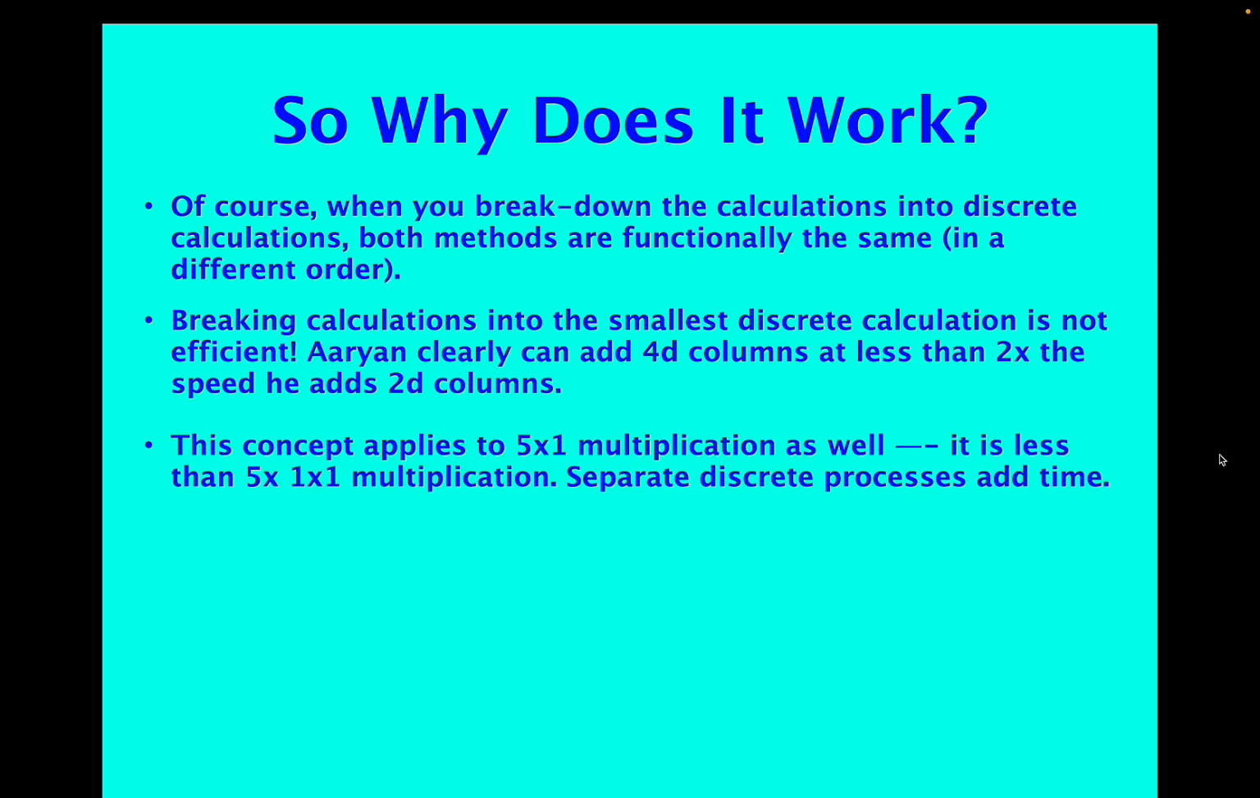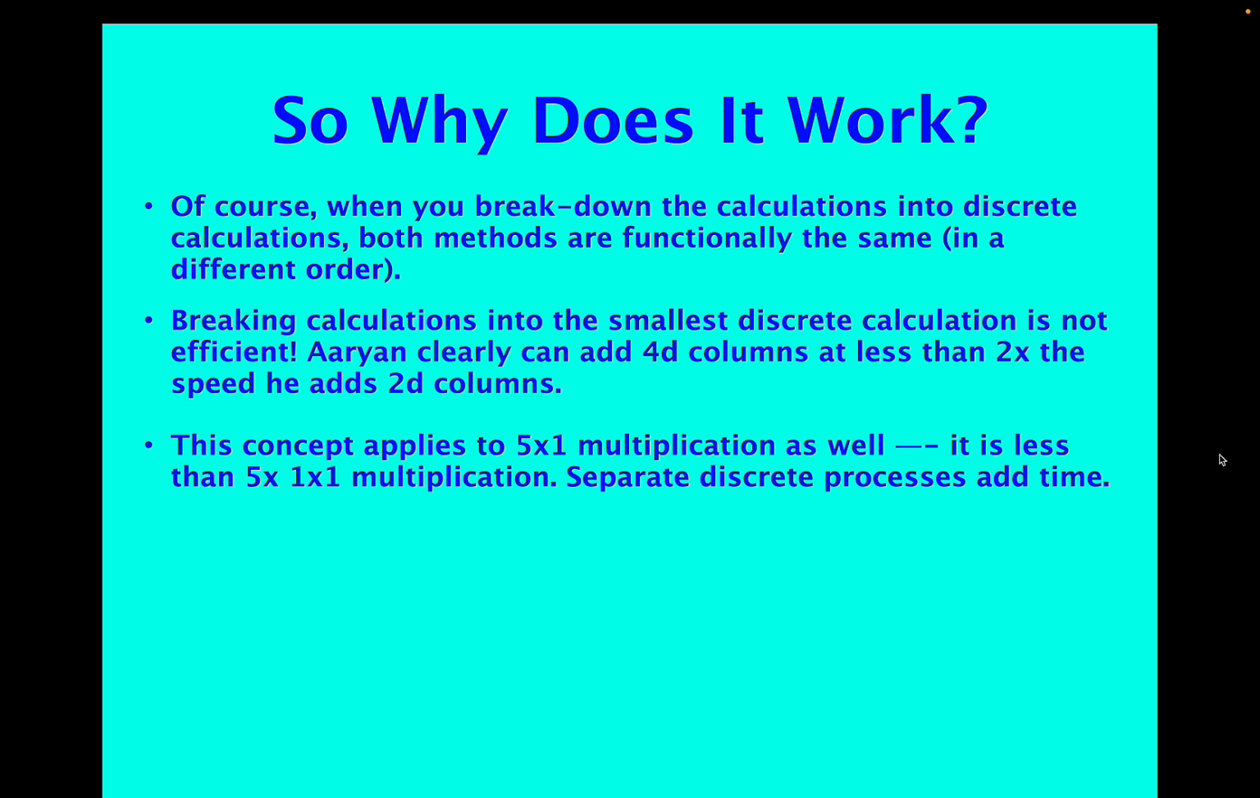I tested this with multiplications as well, and it clearly appears to me that it also applies to the multiplication process. Despite never having practiced 5x1 multiplication in any sort of form before, when I sat down and tested, I was immediately less than 5 times the time at a 5x1 compared to a 1x1.